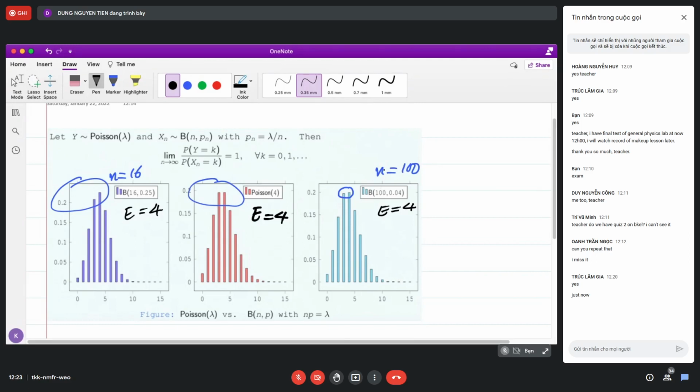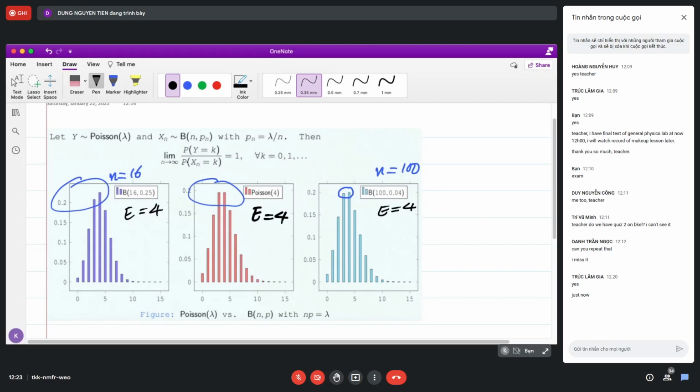What happened in this case? Well, in fact, in the last distribution, n is 100, which is quite big. Big enough. In the first case, you have 16, which is obviously not big. So we can think that if n is big enough, a binomial distribution will be very close to a Poisson distribution. Is that always true, or is this just coincidence? Well, in fact, it is always true.